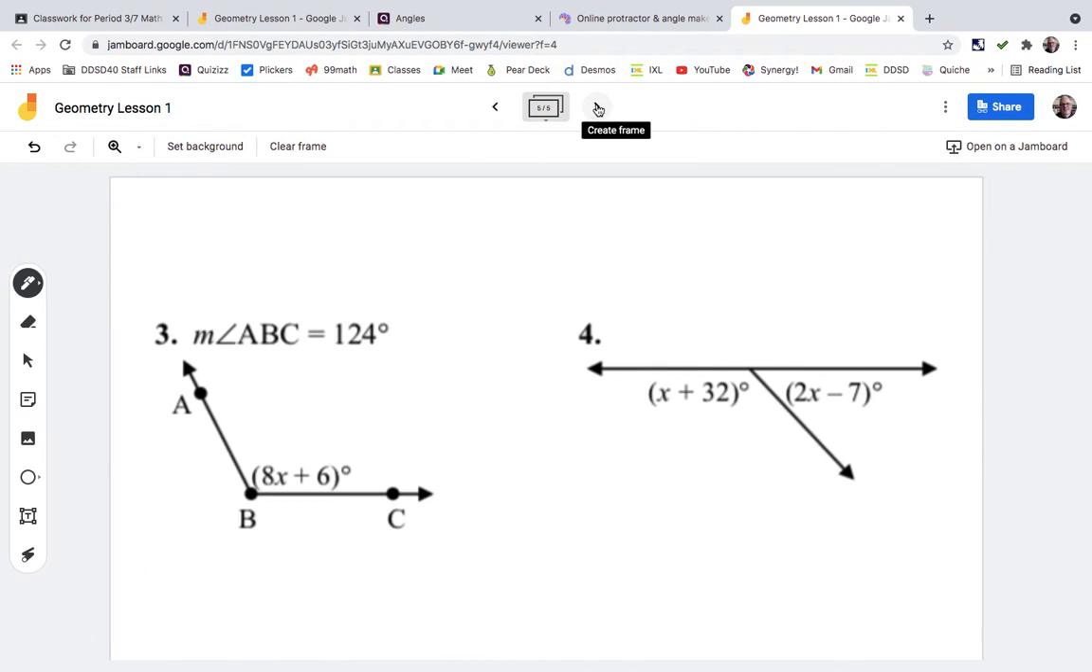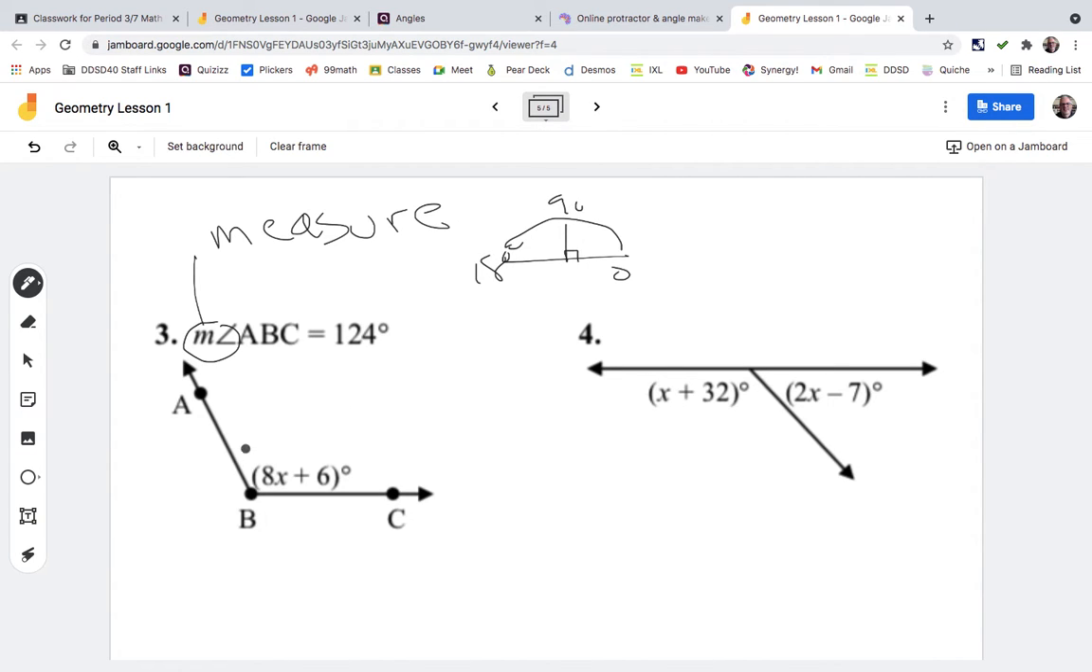And the last one, remember this M means measure, as if it was measured with a protractor. Remember, a protractor looks like this, goes from 0 to 180 degrees, 90 in the middle. So this has been measured and it's 124. That makes sense. This would be about 90 right here.